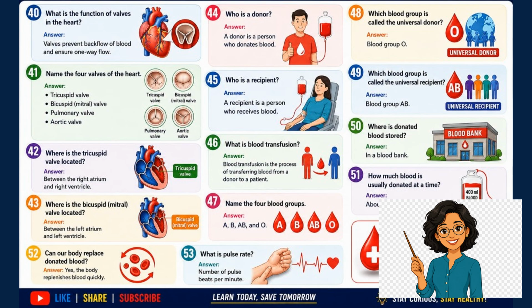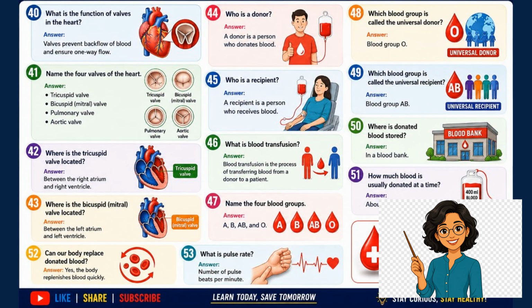Question 49. Which blood group is called the universal recipient? The answer is blood group AB. Question 50. Where is donated blood stored? The answer is in a blood bank. Question 51. How much blood is usually donated at a time? The answer is about 400 milliliters.